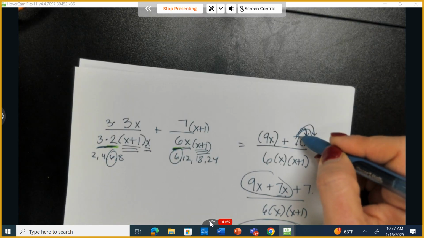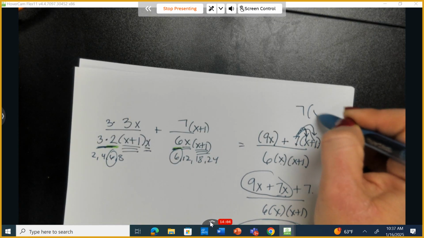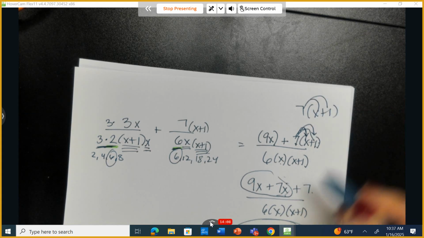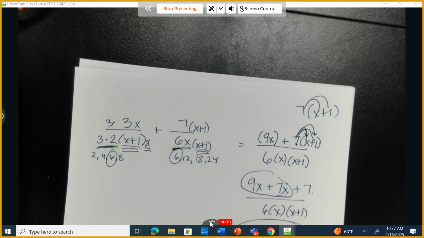Sure, so up here, this 7 has to be multiplied by everything behind it. So we're going to go 7 times x is 7x. 7 times 1 is positive 7.